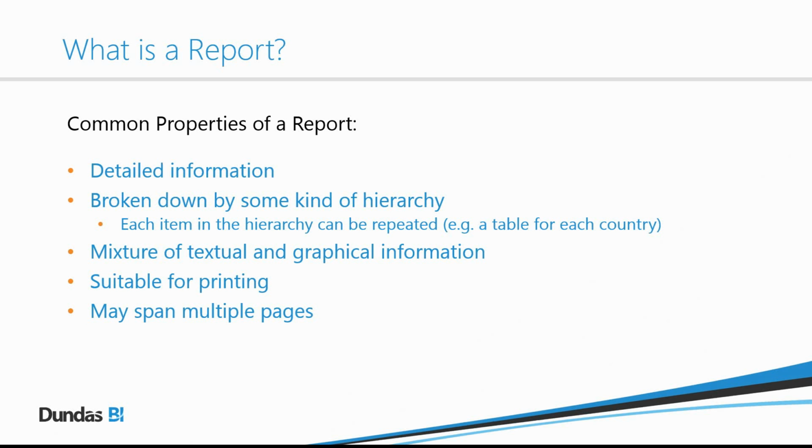Common properties of a report include: they contain detailed information, they are broken down by some kind of hierarchy, and each item in the hierarchy can be repeated, for example, a table for each country. They contain a mixture of textual and graphical information, they're suitable for printing, and they may span multiple pages.